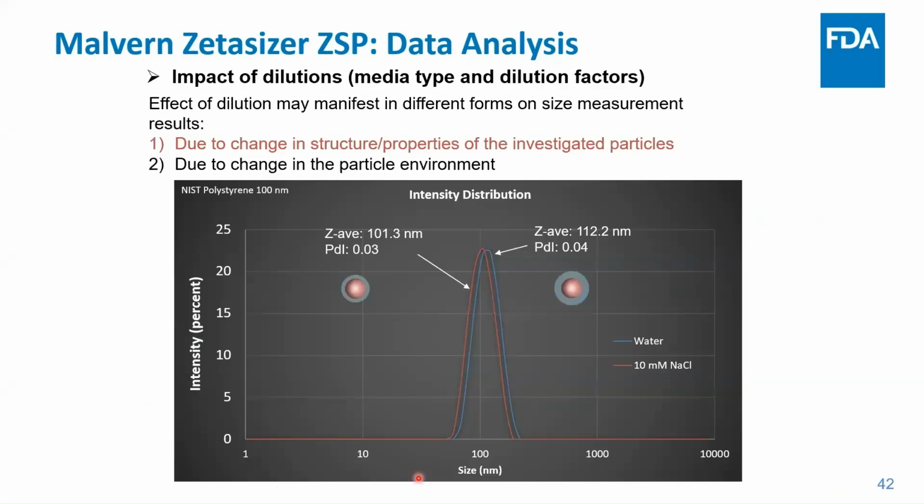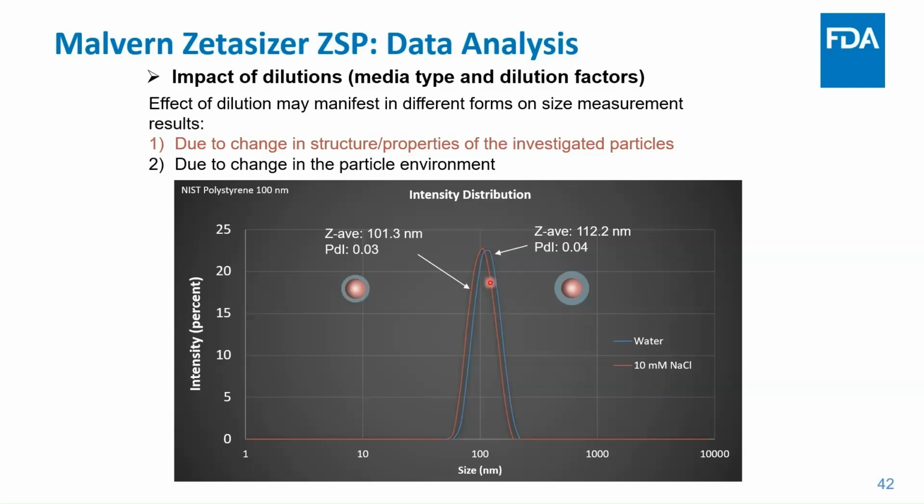So the impact of dilution as well as the impact of the dispersant. If you are diluting, say, a primary standard, like a NIST polystyrene standard, and you dilute it into water versus diluting it into sodium chloride, just 10 millimolar, not even that much, you can get up to a 10% difference in size. And this is just due to the contraction of the electric double layer on top of the particle.